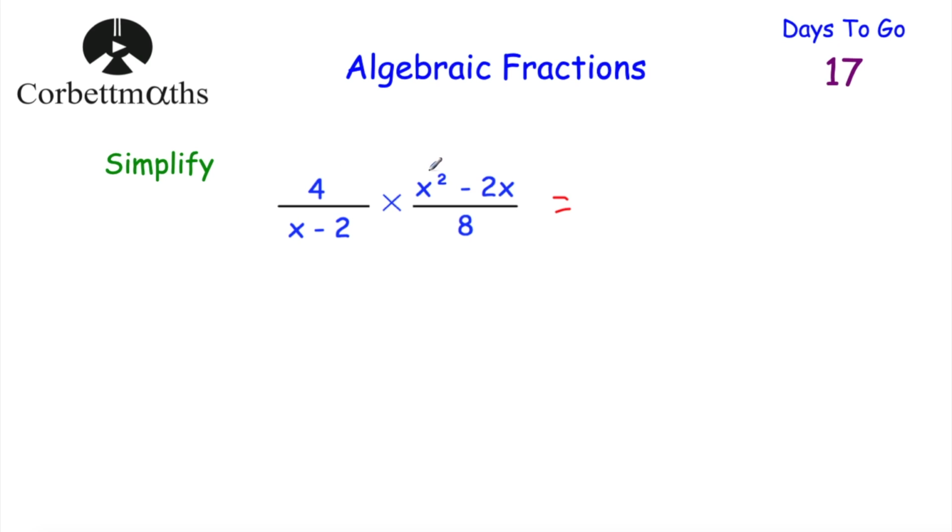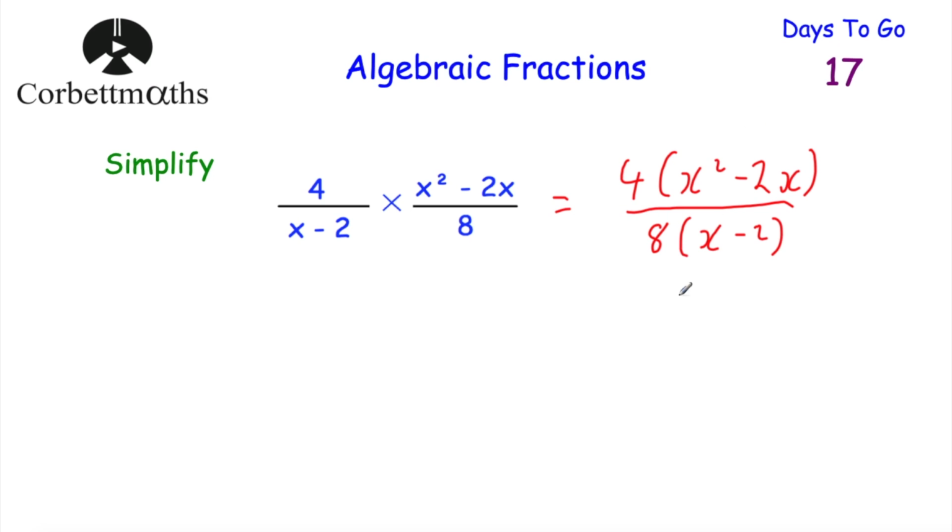So 4 times x squared minus 2x would be 4 bracket x squared minus 2x. I'm actually just putting them beside each other. Remember, that means we're multiplying them. And then in terms of the denominator, we're going to do x minus 2 times 8. So I'm going to put the 8 in front and then in brackets x minus 2. So we're just multiplying the two numerators together and we're multiplying the two denominators together.